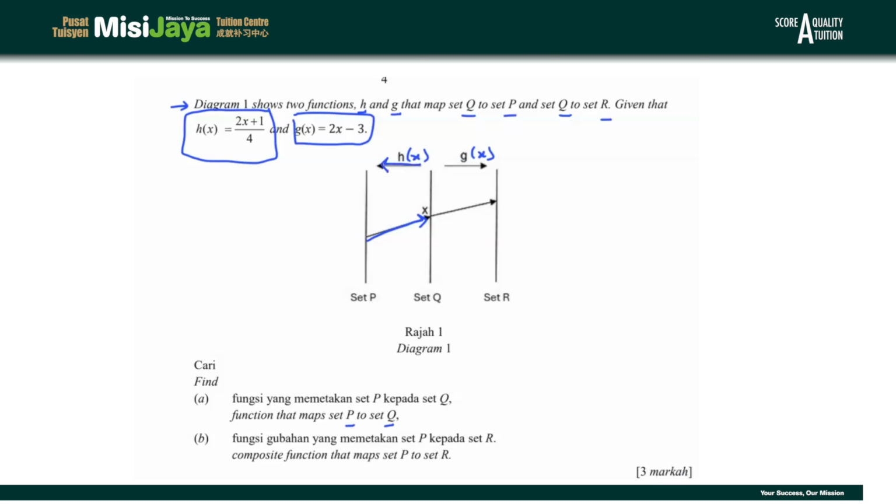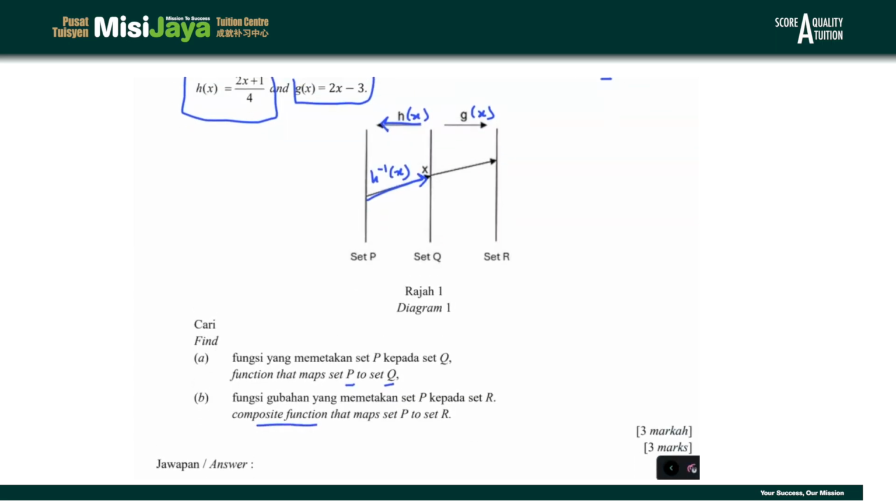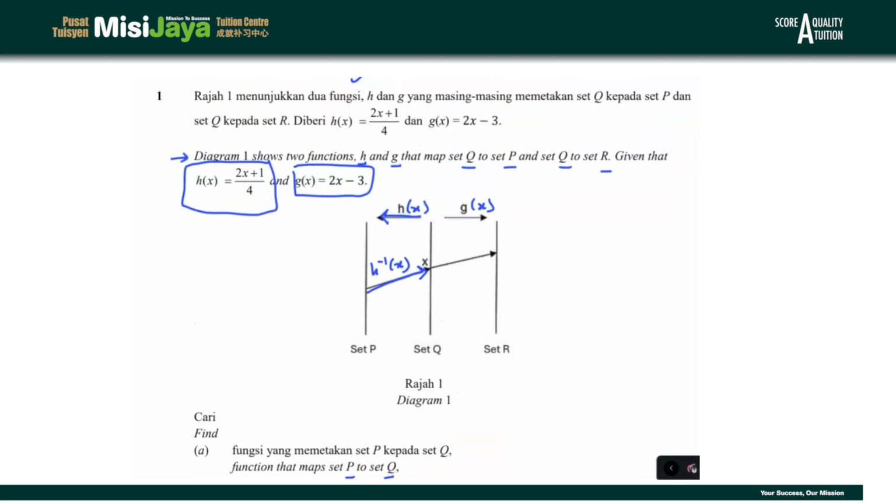So if they want you to find from P to Q, therefore you have to find the inverse hx. Okay? And then the next one, B, find the composite function that maps from P to R. Okay, this one I'm going to show you later. So let's solve for A first, okay?